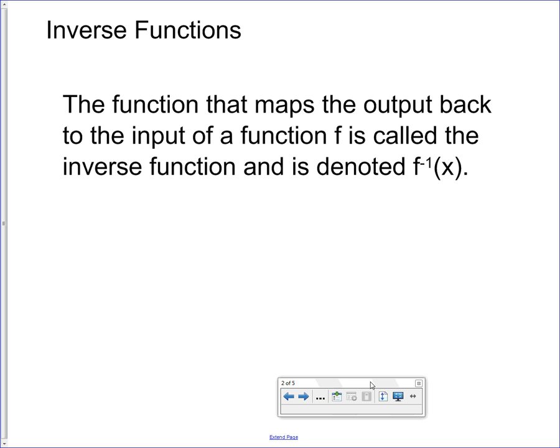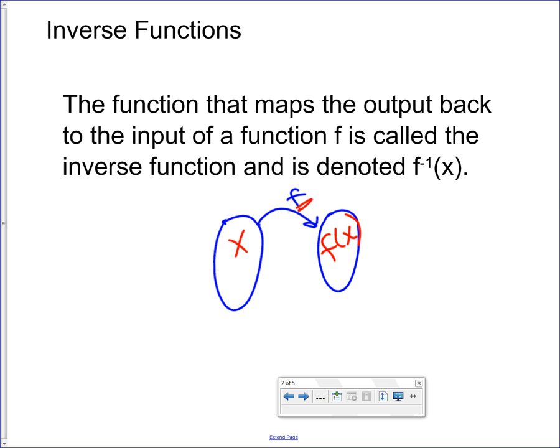An inverse function is one that goes backwards. So normally we have an input, and then the function takes the inputs into an output. So you usually call our inputs x, and then we have some rule f, and we have a bunch of outputs called f of x. An inverse function is going to go in the reverse order. It's going to take the outputs, send them back to the inputs.